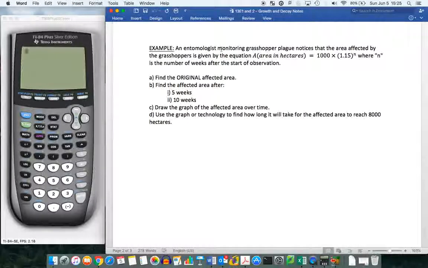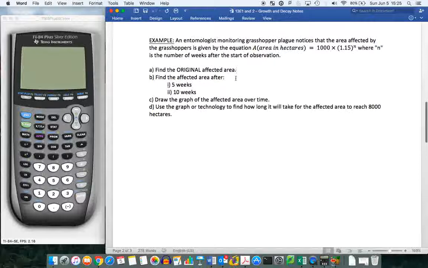It's a population example. An entomologist monitoring a grasshopper plague notices that the area affected by grasshoppers is given by the equation A, area in hectares, A = 1,000 × 1.15^n, where n is the number of weeks after the start of observation. So they're doing an experiment, looking at the area that a grasshopper plague covers a certain number of weeks after they start.